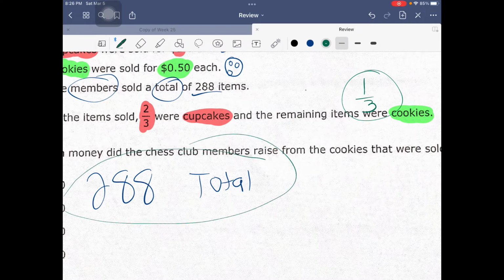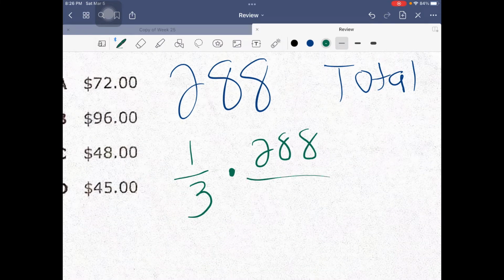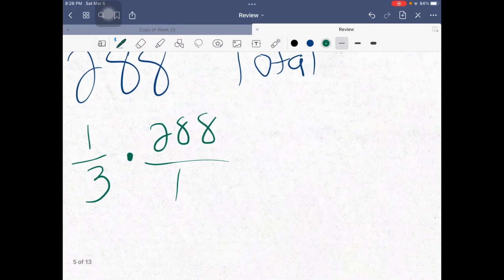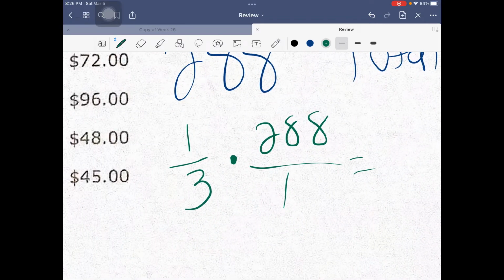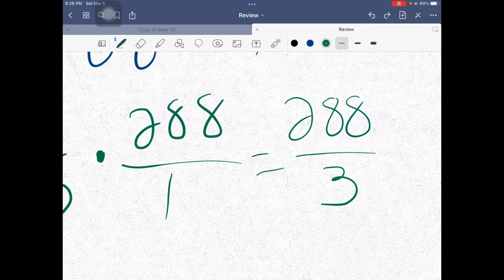Cookies, 1/3 of 288 were the amount of cookies sold. So what's 1/3 of 288? What can we do right away? Well, I could just put a 1 over it, or we can divide it right away, but it's the same thing, and you'll see right now. What's 1 times 288? 288. What's 3 times 1? 3. So yeah, we're still going to divide. There's no avoiding that.